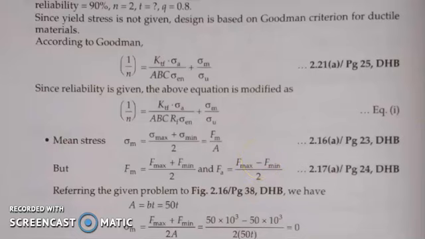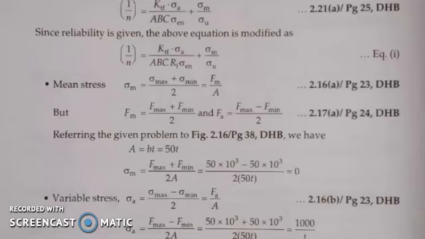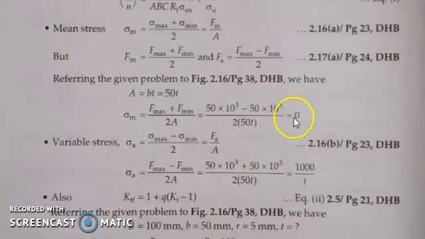Here, the section is given in the figure. So, from the table, from the figure 2.16, page number 38 in our data book, we can take the value A is equal to B into T. That is breadth into thickness. Here the breadth is 50 and T is not given, that we have to find out. Sigma M is equal to F max plus F minimum divided by 2A. Here A we have to find out using this method, that is from page number 38 and figure number 2.16.